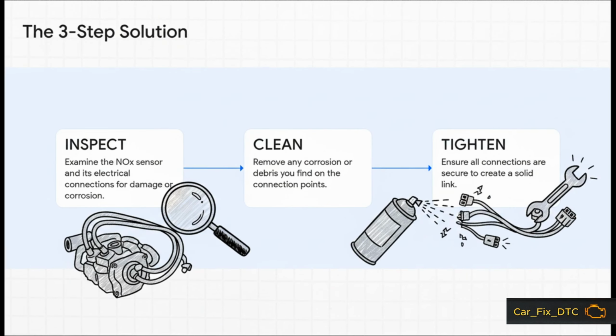And here's the solution. It's a really simple 3-step process. First, just get in there and inspect the NOx sensor and its wiring. Look for any obvious corrosion or dirt. Second, clean it. Get rid of anything you find. A good contact cleaner can work wonders here. And finally, tighten everything back up to make sure that connection is solid. A lot of the time, this is all it takes to make that check engine light go away.